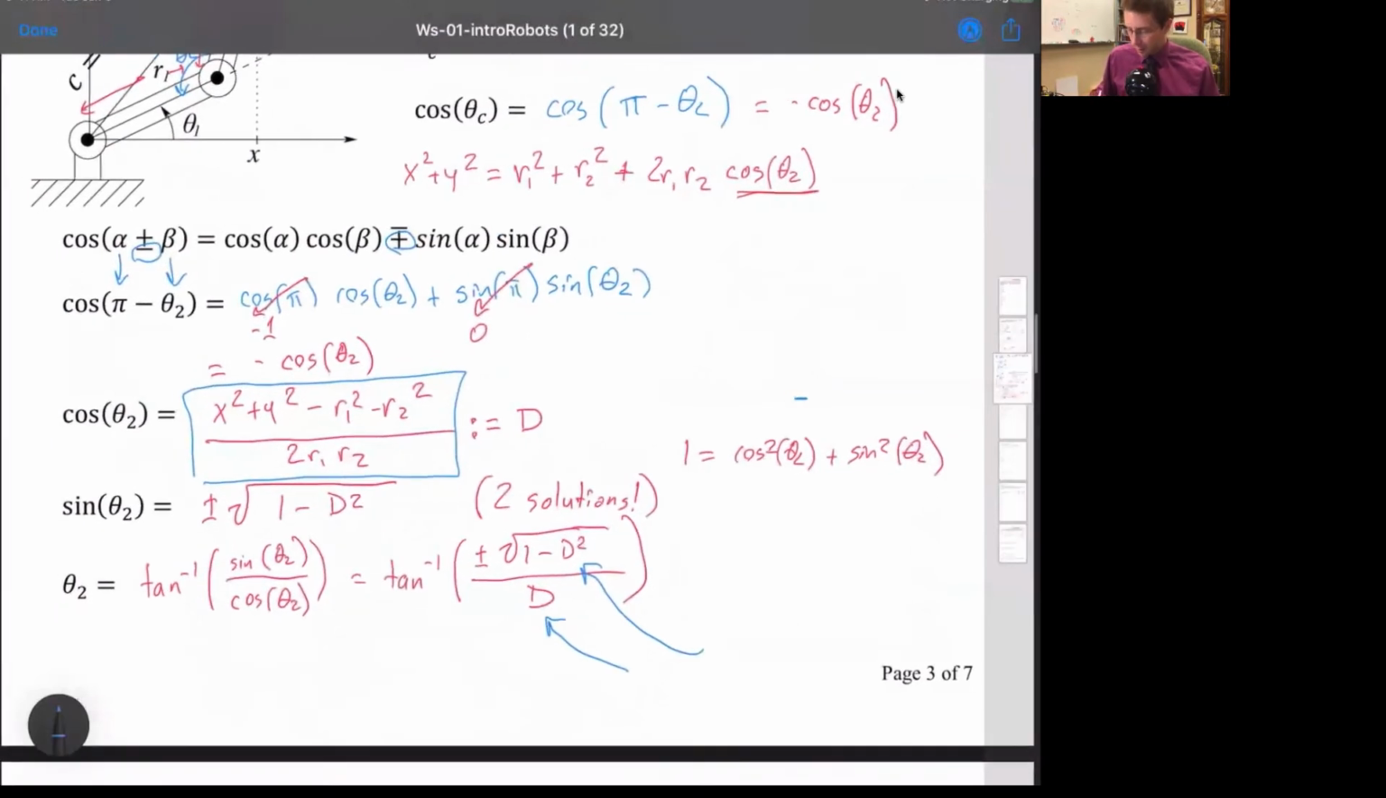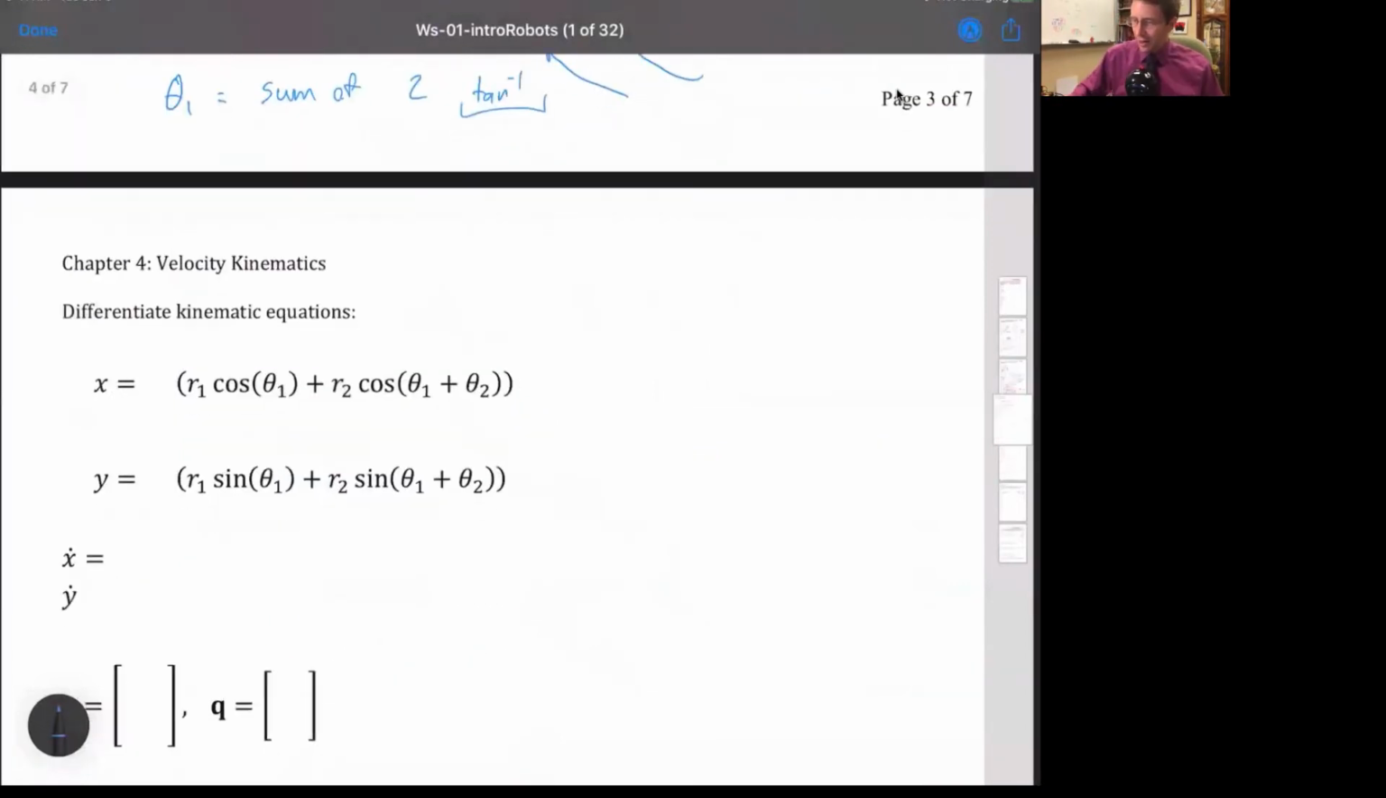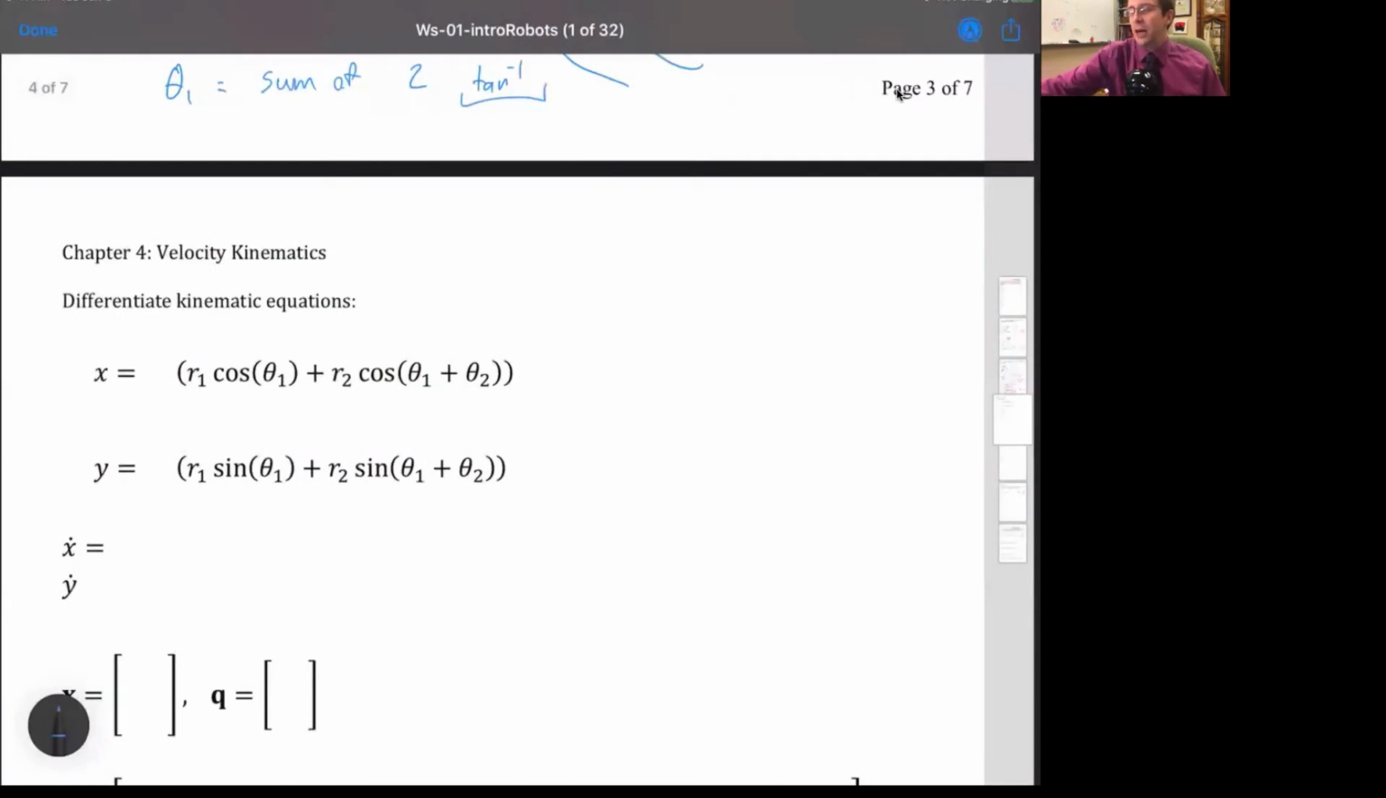So it'll be the sum. Theta 1 is equal to the sum of 2 tan inverse items, and you can solve that out for yourself. All right. That'll take us into chapter 4.